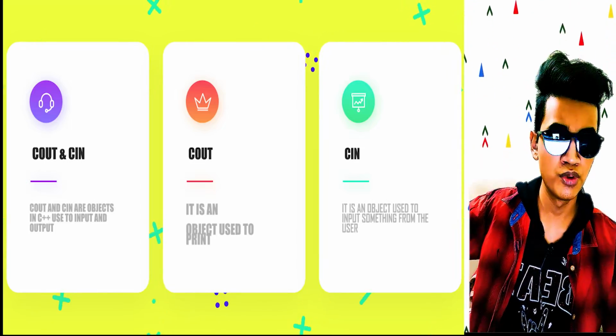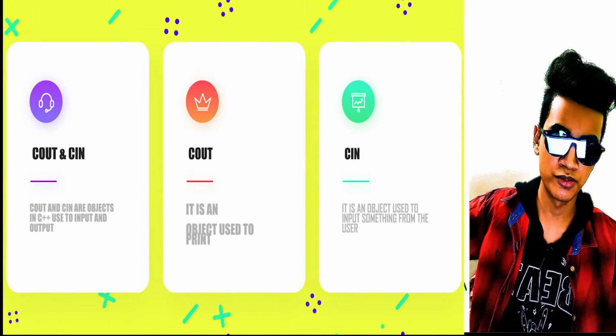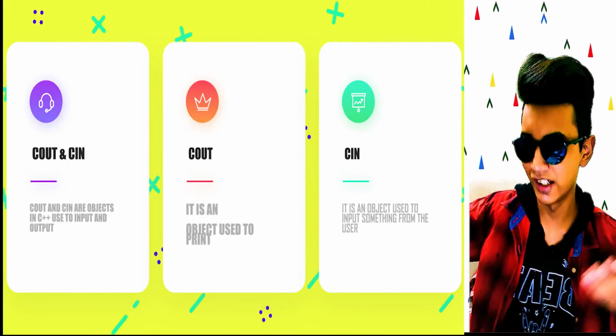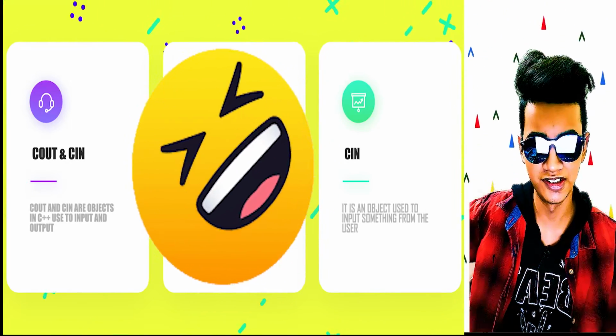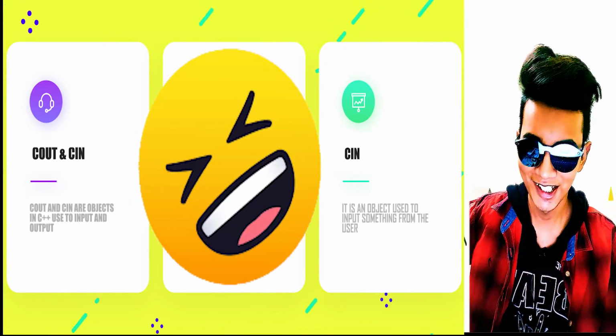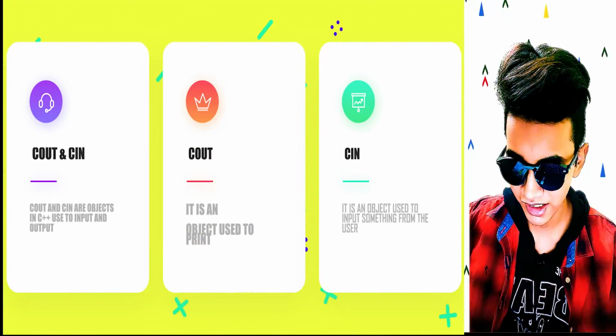See, if you remove C from cin and cout, what will you get? In and out. That's my way of learning a programming language. I hope you like that.